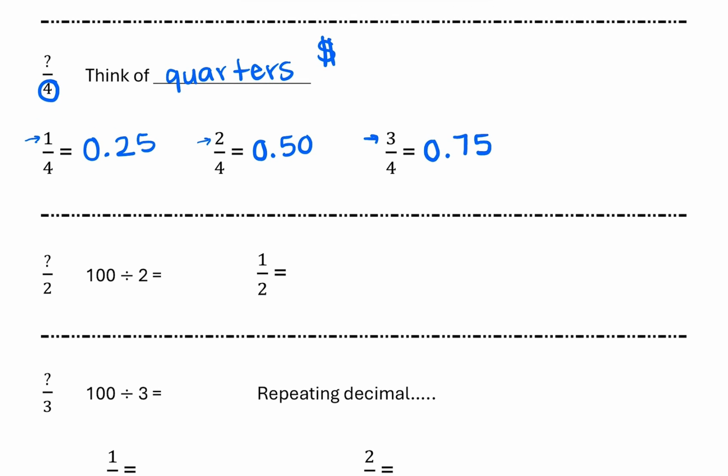Now the next one, this is the most important one. We have to know what 1/2 is as a decimal, and we've got to quit saying 0.2 because it's not how math works. So if I have 100 and I divide it in half, I have 50. And we need to understand that half is 50. But when it's a decimal, I really need 0.50, okay? That can also be written as 0.5.